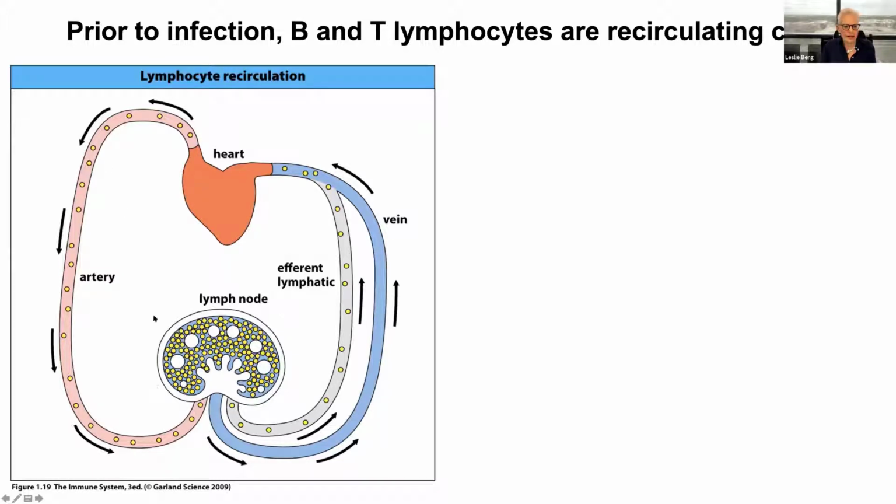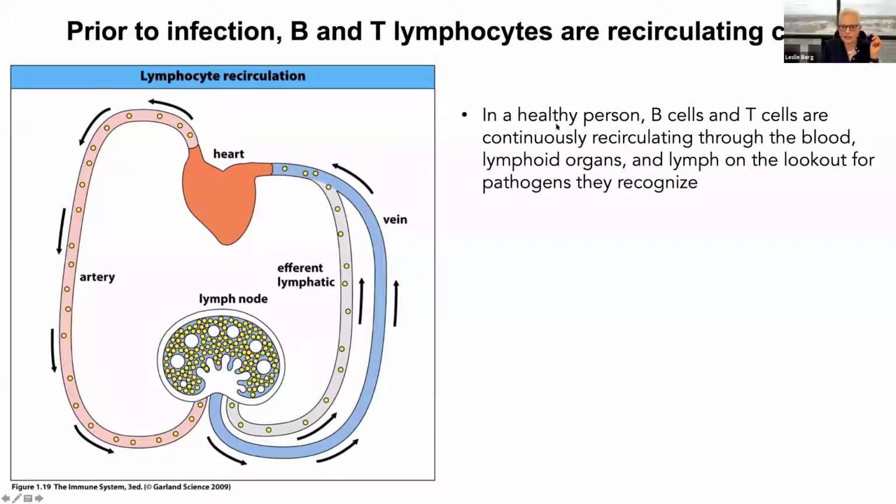And those cells have this sort of trafficking pattern where they go in the blood. At some point, they exit into a particular lymph node for no particular reason that we know of. They sample each lymph node. And if they don't find their specific antigen, so in a healthy person, these cells are recirculating.